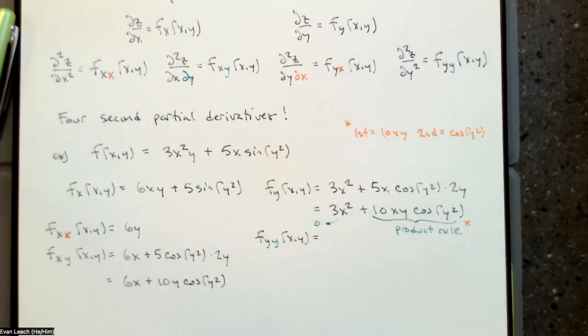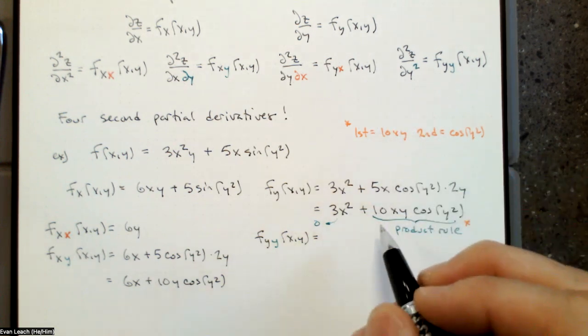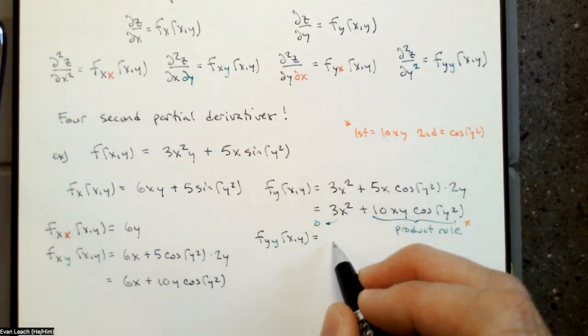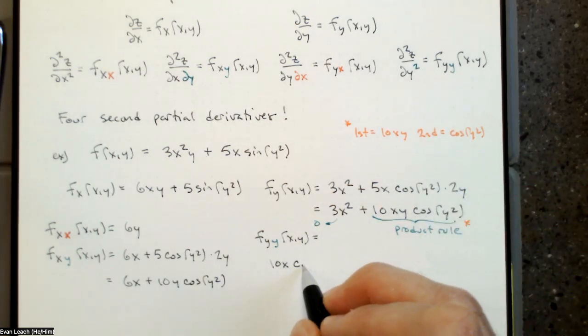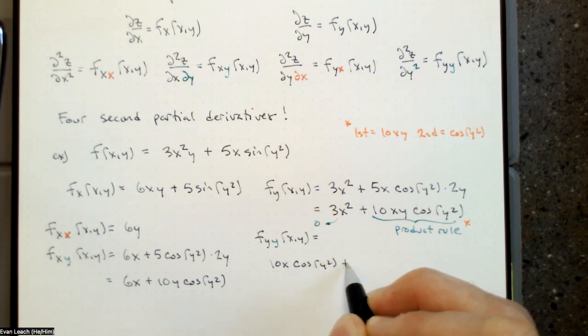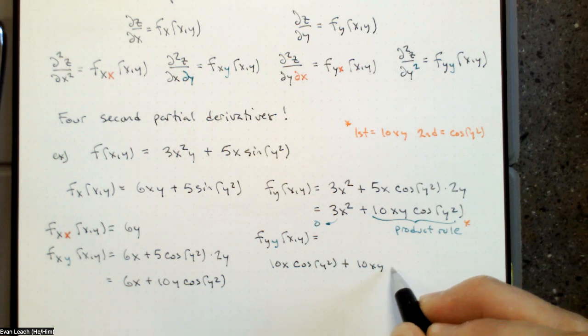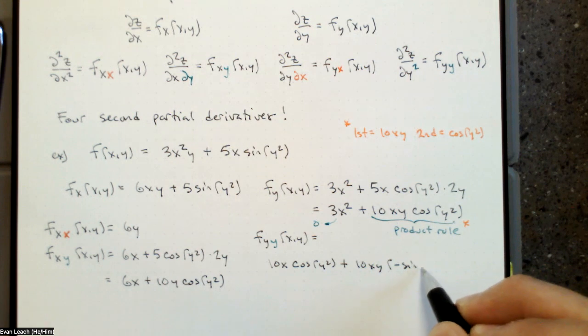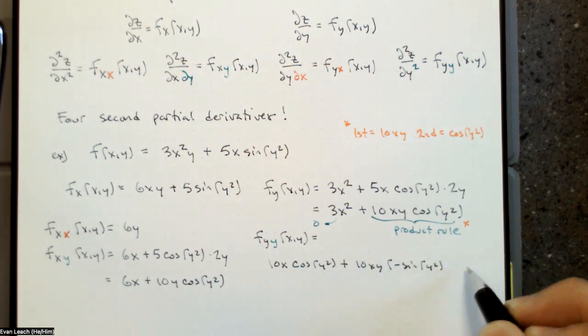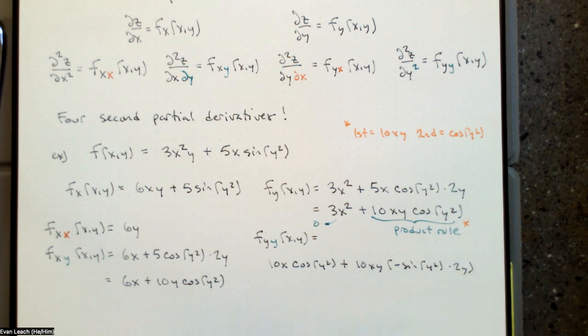So I need the derivative of the first times the second plus the first times the derivative of the second. This is all going to be with respect to y. So the derivative of the first, the derivative of 10xy with respect to y is 10x times the second, plus the first times the derivative of the second. The derivative of cosine of y squared is negative sine of y squared times 2y. The chain rule is always in effect.